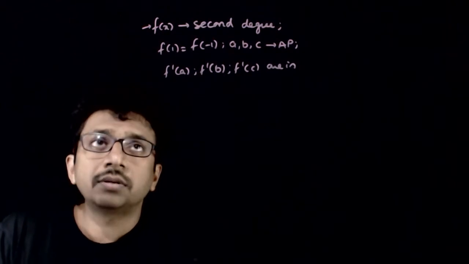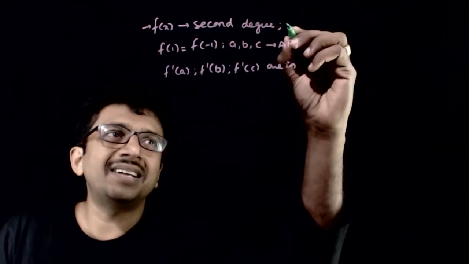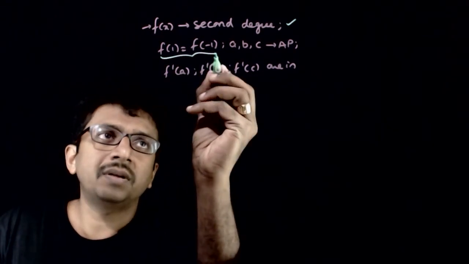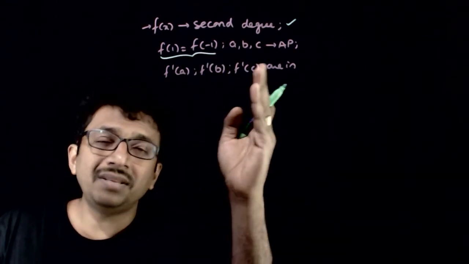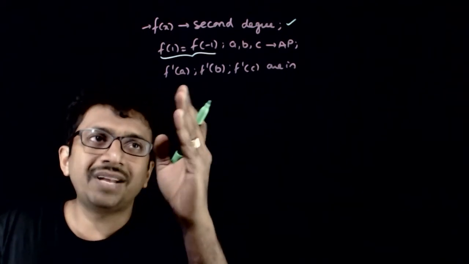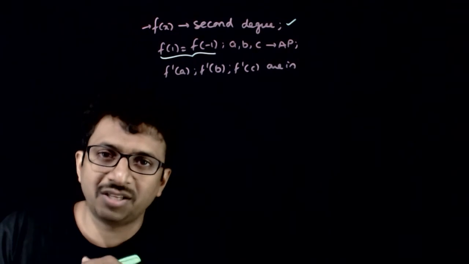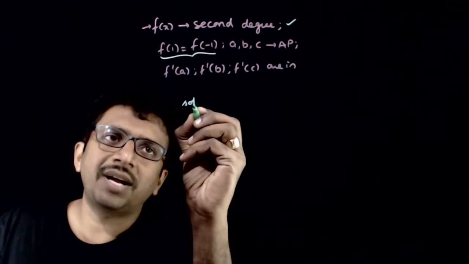So welcome students. So in this question you're given that f of x is a second degree polynomial and f of 1 is equal to f of minus 1 and a, b, c are in AP. If that is so, f dash of a, f dash of b, f dash of c are in what? AP, GP, HP and AGP. So let us try to analyze this question.